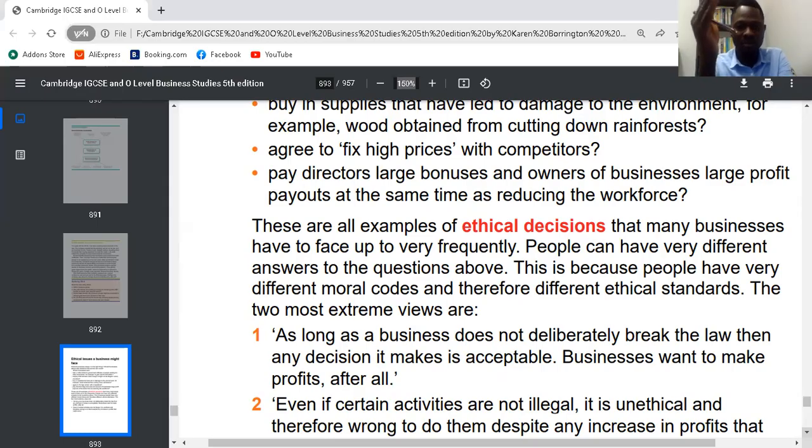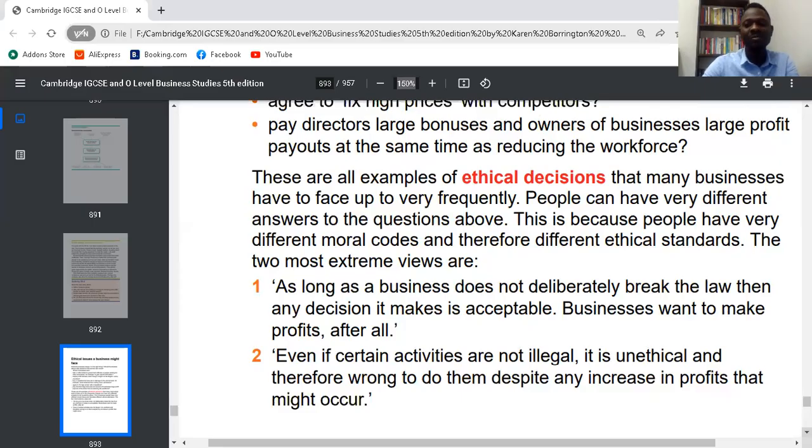But there are two extreme views. The first is that as long as the business does not deliberately break the law, the decision it makes is acceptable. Business wants to make profit after all. So whatever they do, if it is not to deliberately cause a problem, they shouldn't be sanctioned or penalized for that. The second view is that even if certain activities are not illegal, it is unethical and therefore wrong to do them, despite any increase in profits that might occur. In as much as it is unethical, you must not do it as a business.